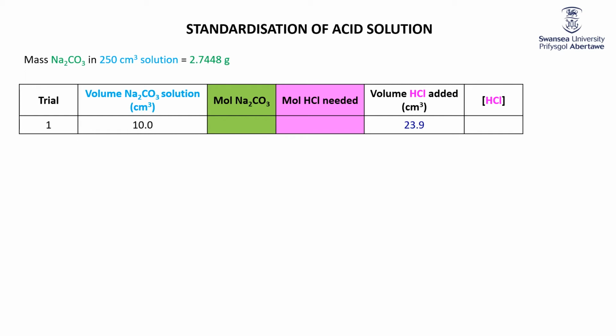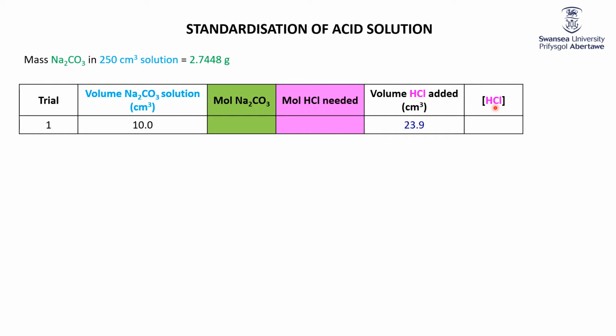Let's go through a worked example. Here are the data. So I took sodium carbonate, 2.7448 grams, dissolved it up to give me 250 cubic centimeters of solution, took 10 cubic centimeters of that and needed 23.9 cubic centimeters of the HCl to get to the end point, to get to that color change of the methyl orange. So what I need is, ultimately, I want the concentration of HCl.